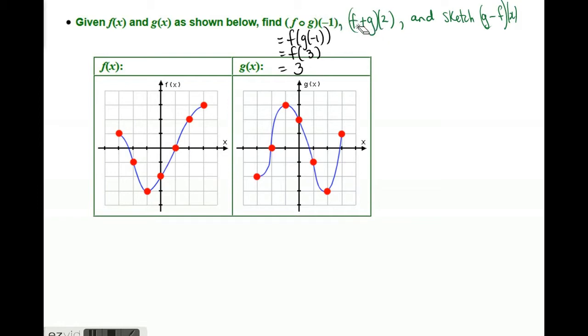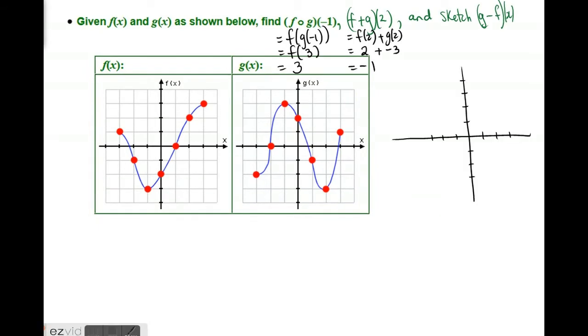Let's do a sum at a particular point. We want to add the outputs at the same input of 2 for both of them. In other words, this could be written as f of 2 plus g of 2. For f of 2, you locate the output when x is 2 in function f, and you get 2. Plus g of 2, you go down to the graph and you get -3. So the final answer is -1.